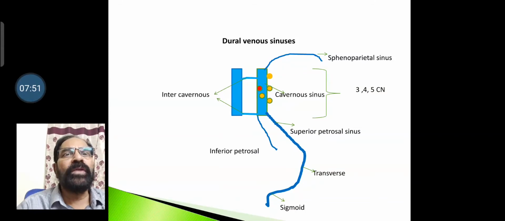So, picture again showing the cavernous sinus, its contents, that is internal carotid artery, abducent nerve, and contents in the lateral wall, that is third, fourth and fifth cranial nerve. Fifth is ophthalmic division of trigeminal nerve.